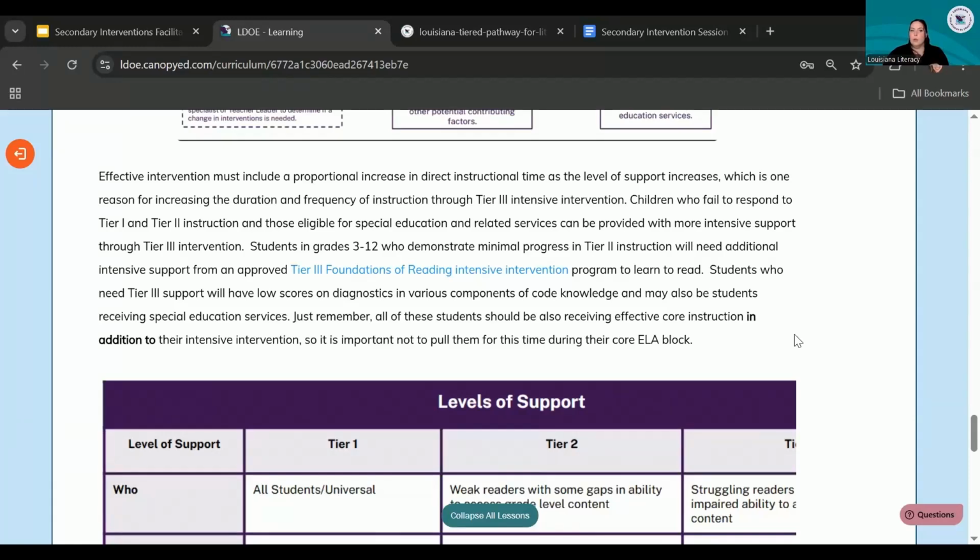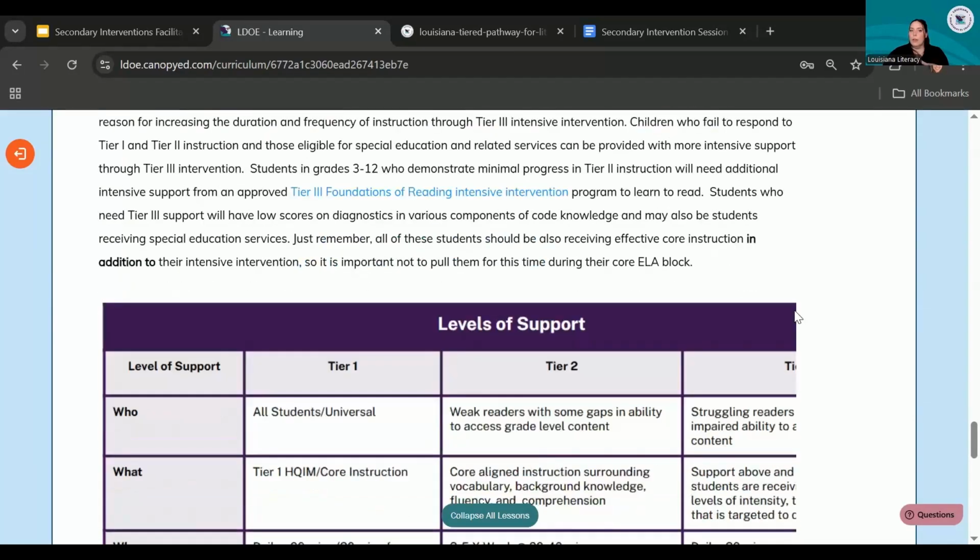Students who do need tier 3 support are going to have low scores on their diagnostic and as well on various parts of the code knowledge. We looked at LIFT last time because it's a free program that's available to all of you. There's a code knowledge inventory. If they need tier 3 intervention, they're going to have several deficits in that code knowledge inventory. If you have a paid program that your district is using, they should have some other kind of code knowledge assessment that they'll be using to determine where students have specific deficits for tier 3 intervention.